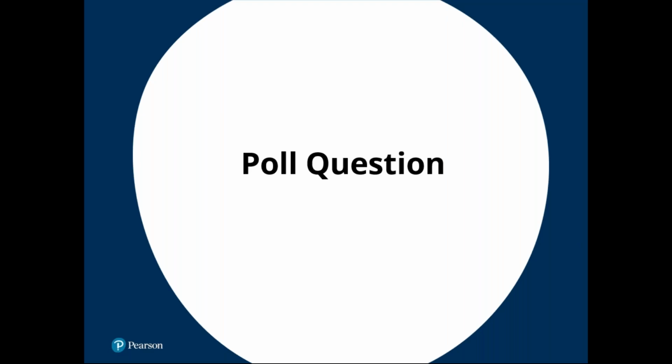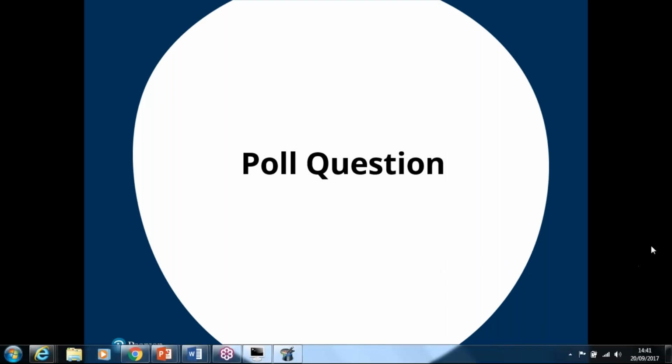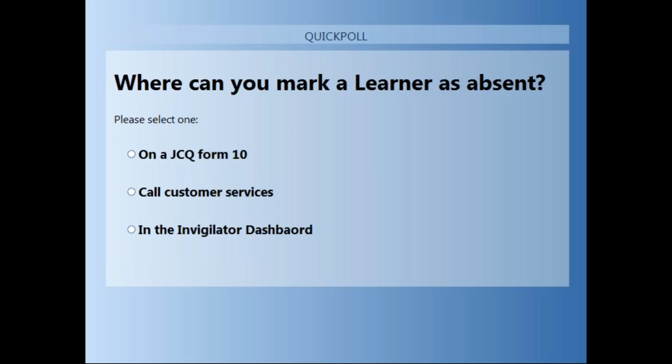There's just one more poll question before we go on to the last part of the presentation. So I'm just going to launch that now, if you could answer this for me. If I click launch, I'll give you a minute to answer that question. Where can you mark a learner as absent? On a JCQ Form 10, call customer services, or in the Invigilator dashboard?